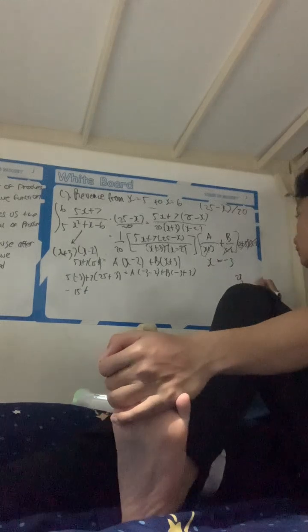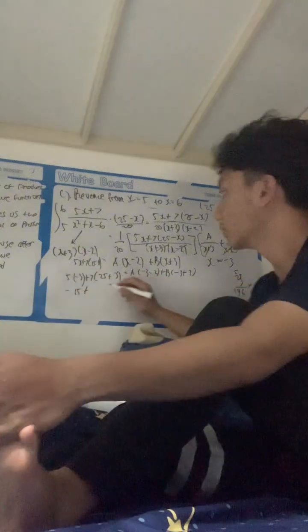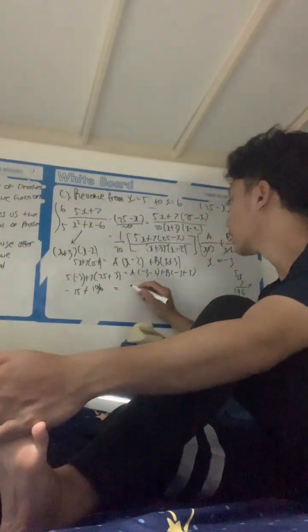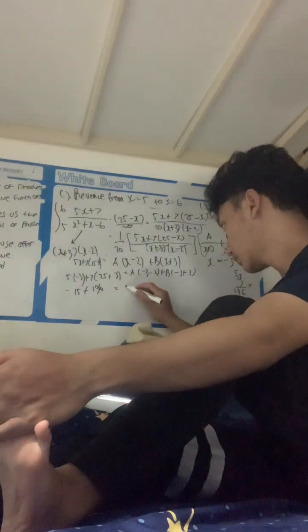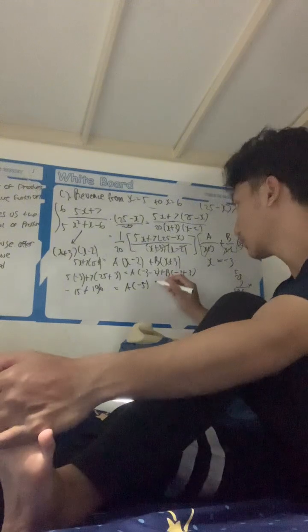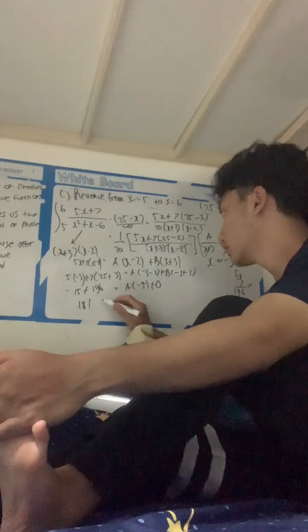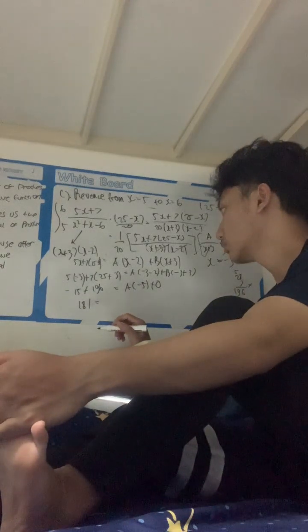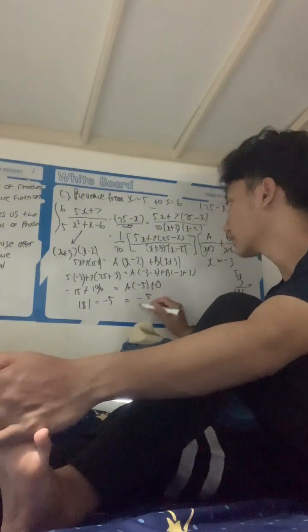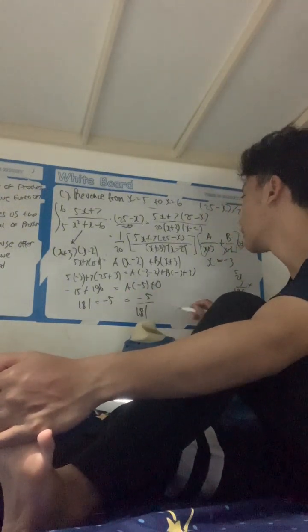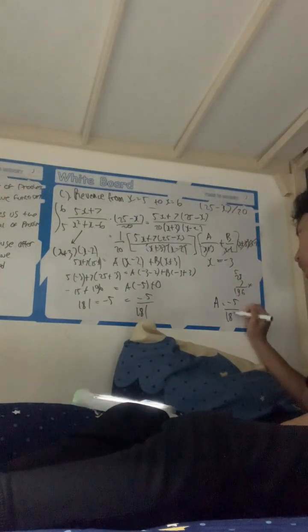So this is -15 plus 28 plus 7, and then a is -5 for 0. So this will result in 181 equals -5, so it will be -5 over 181. This is the a. The a is -5 over 181.